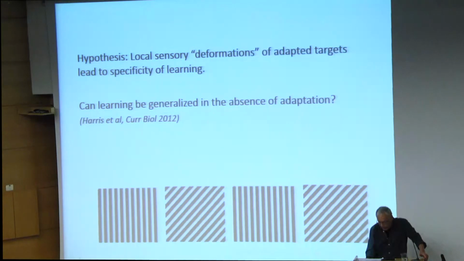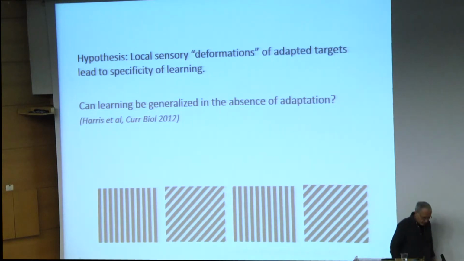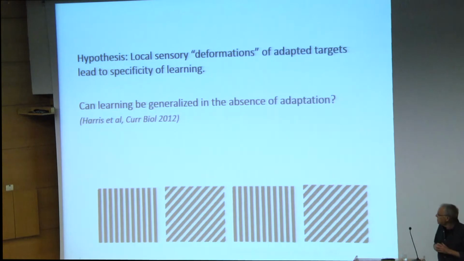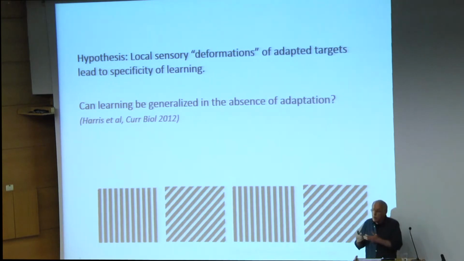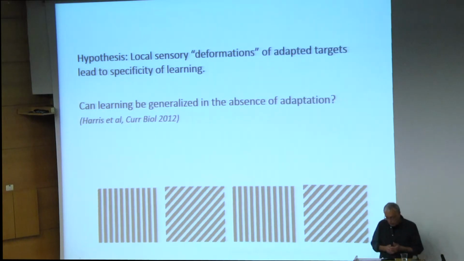So the next question we asked was whether this accounts for specificity. Maybe because of these local specific adaptive changes at the target location, what we learn is very specific to this adapted situation, and we cannot generalize it to a different location that did not go through the same adaptation. And we see that adaptation has some long-term effect. So, with Hila Harris, both the previous work also was done with Hila Harris, we asked whether learning can be generalized once adaptation is reduced.